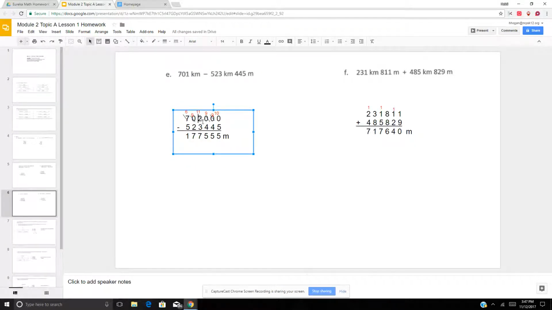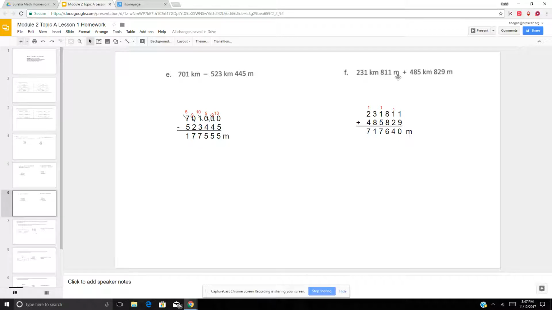Because if this was a 1 and redecomposed, then this would be a 10. Oh, no, I did. Because 10 minus 3 is 7. Okay. And this is 523,445. And when you subtract, you get 177,555. And it's meters. And we stay in meters. We don't have to convert back.